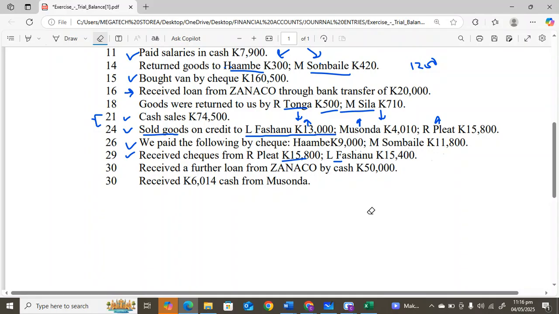Refine that. You're on the correct path. Yeah. Increase in an asset, right?